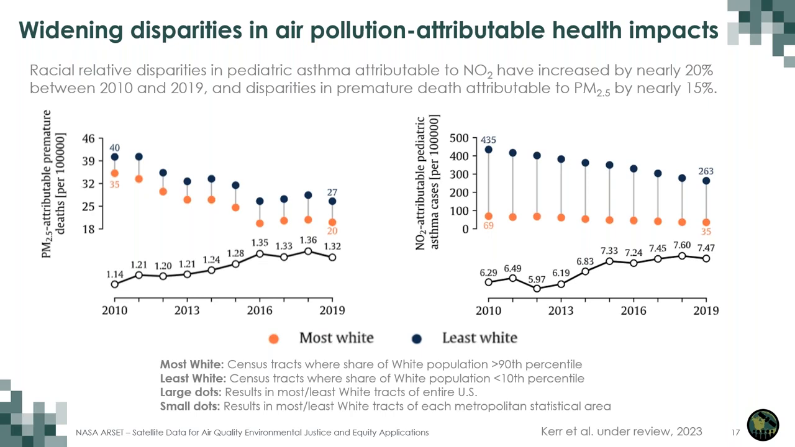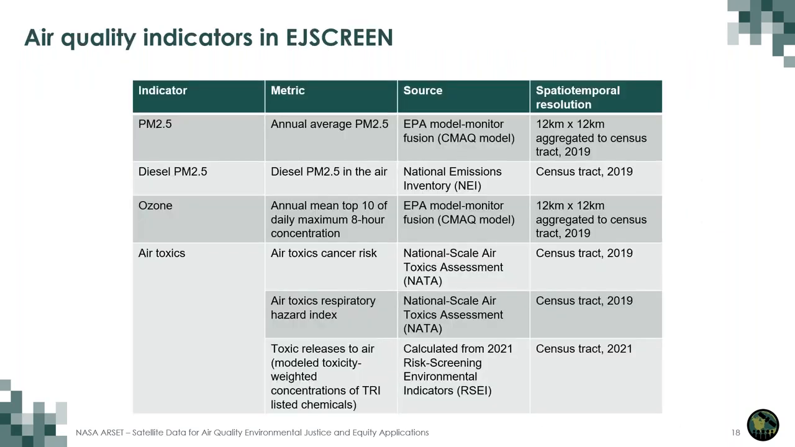Now, we've talked a lot about PM2.5 and NO2 and the value of information from including NO2 in an air pollution injustice study, and the value of including satellite data as well. Let's look at the air quality indicators that are used to map environmental justice. These are the indicators that are in EPA's EJ Screen model. You may already be familiar with this, and I'll explain what EJ Screen is in greater detail.